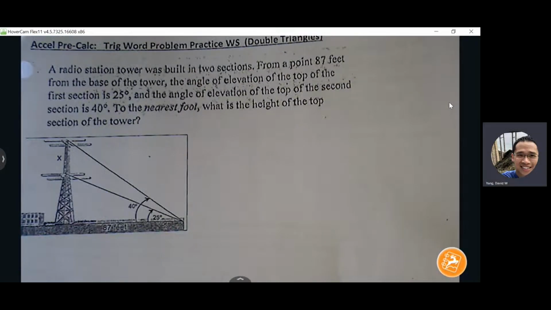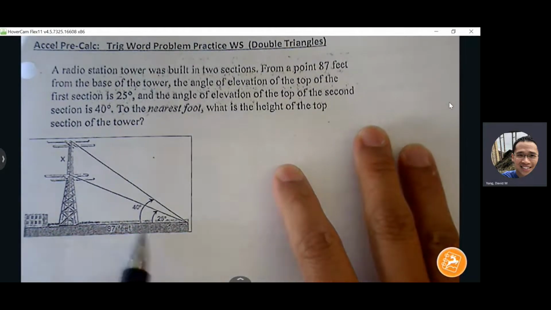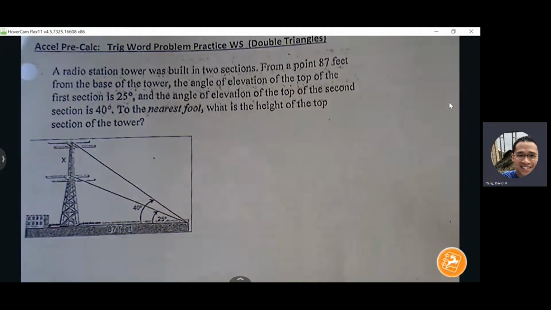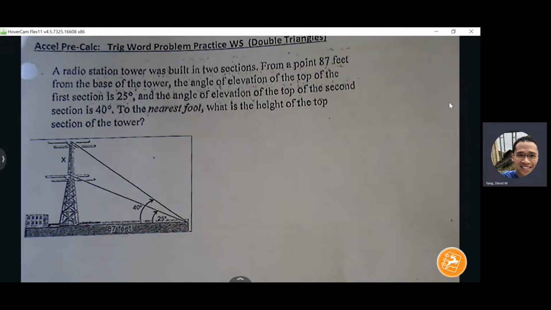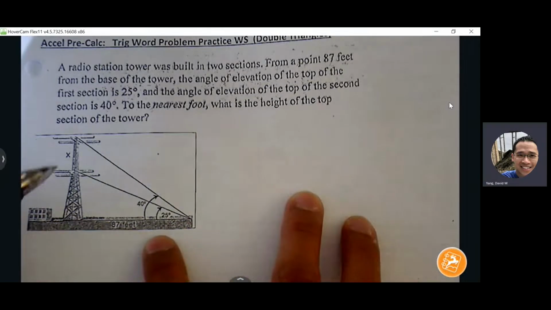Okay, a radio station tower was built in 2 sections. From 87 feet from the base of the tower, the angle of elevation is 25 degrees. And then to the top of the second section is 40 degrees. It says, to the nearest foot, what is the height of the top section of the tower?